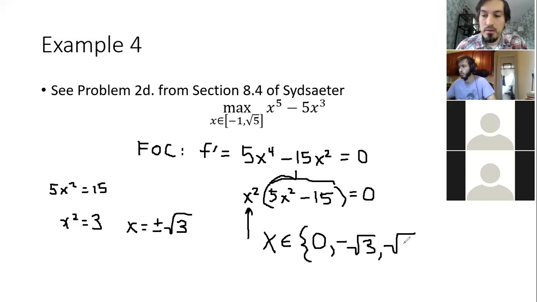Here we go. So there's 3 values of x that satisfy the first order condition. That's 0, negative square root of 3, and positive square root of 3. That's it. We're done with step 1. Oh, by the way, are all of these in the range? Look at our range, -1 to square root of 5.